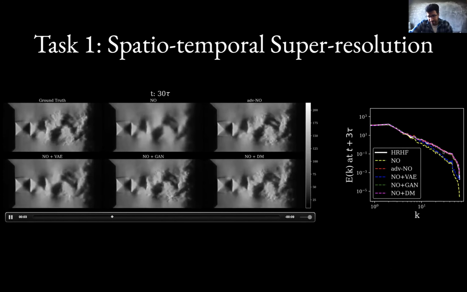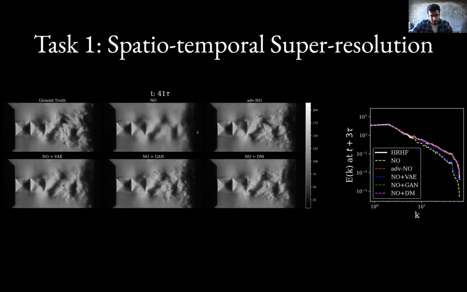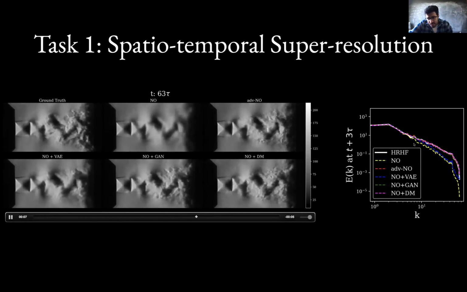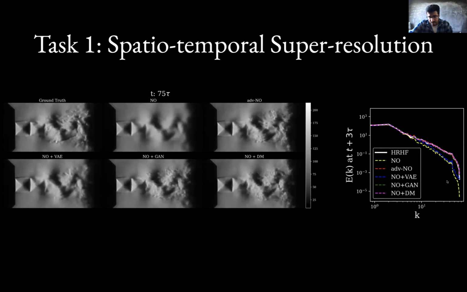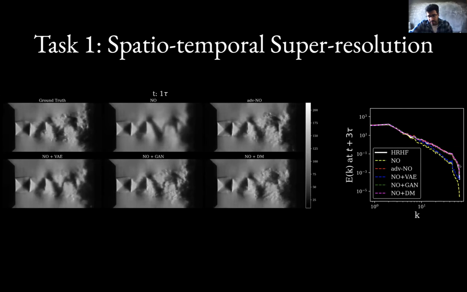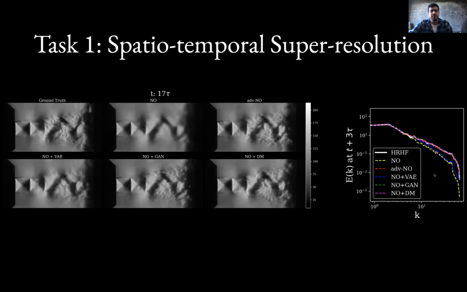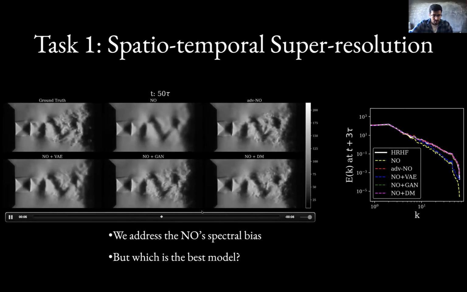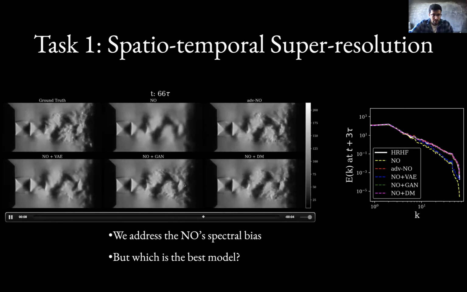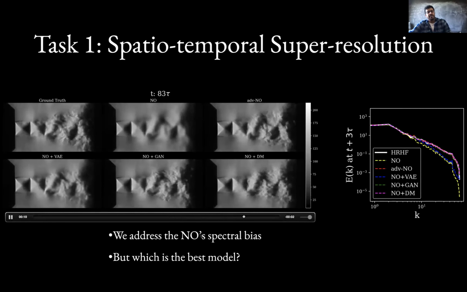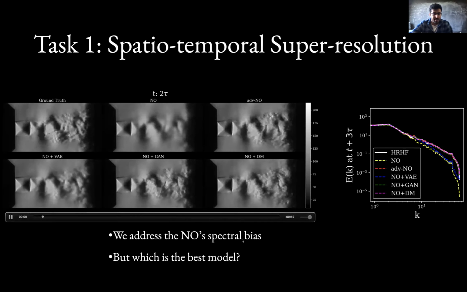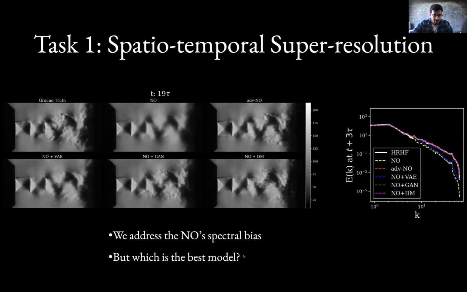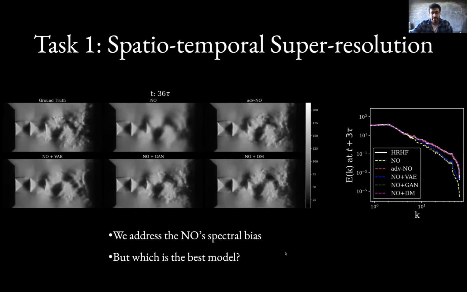And if you look at their energy spectrums, you'll see the neural operator has the worst energy spectrum, followed by NO plus VAE, followed by GAN, diffusion model, and the adversarially trained neural operator. So we see that at least the bottom row sufficiently addresses the neural operator spectral bias by reconstructing the high frequency component. So now how do we decide which is the best model?